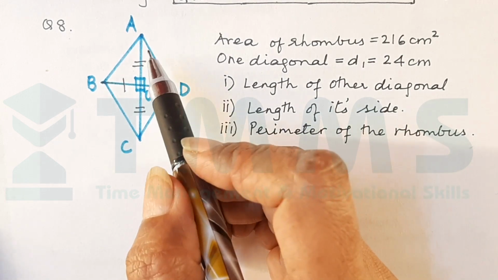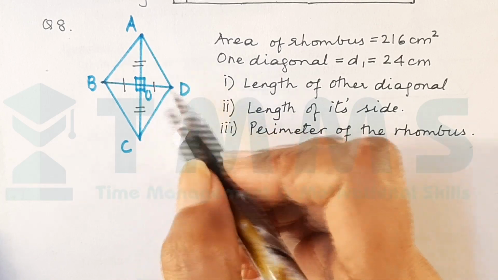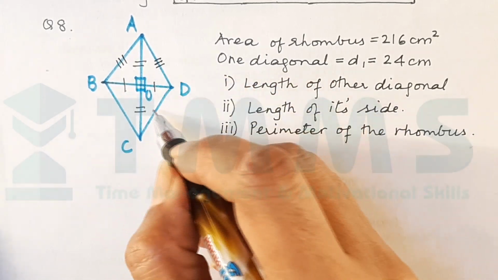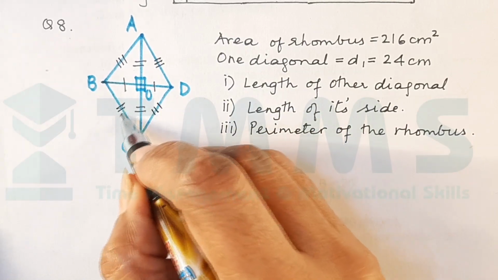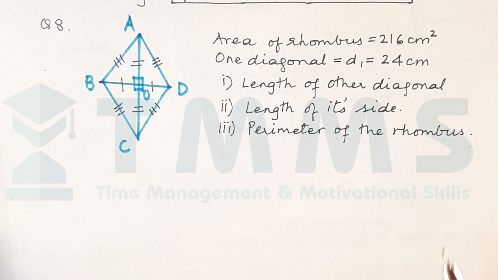So, we have drawn the diagram. Can you see that? A, B, C, D. What do we know about a rhombus? That all sides are equal. It's a parallelogram with all sides equal and the diagonals bisect each other at 90 degrees.